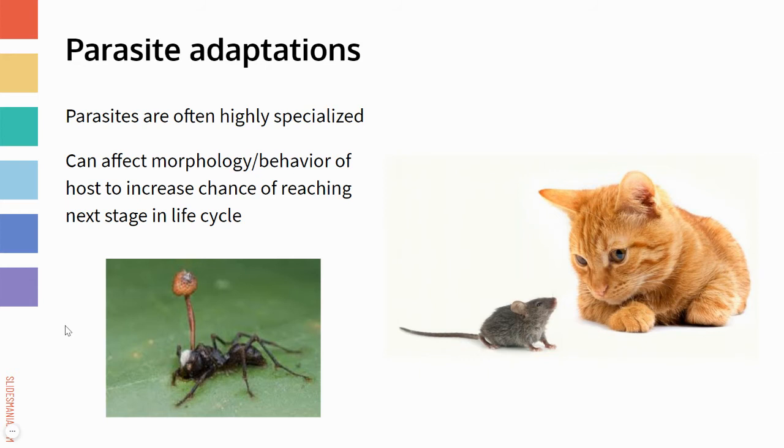So this fungus actually induces the ant to do this very bizarre behavior of going and clinging onto the underside of a leaf and just waiting for the fungus to sprout from its head, and then the ant dies.